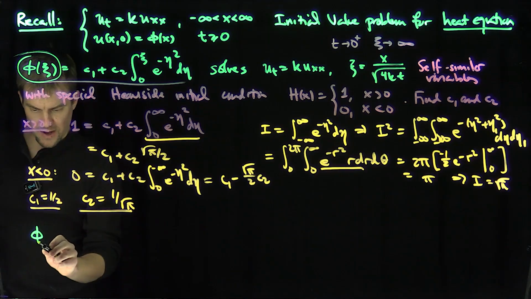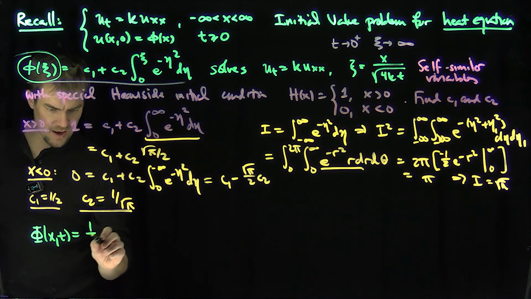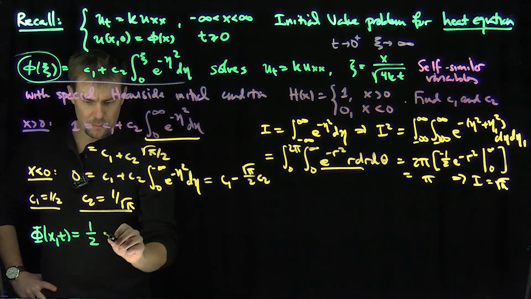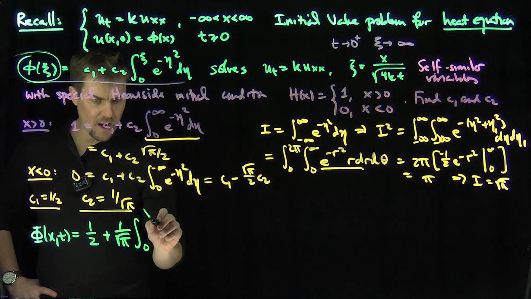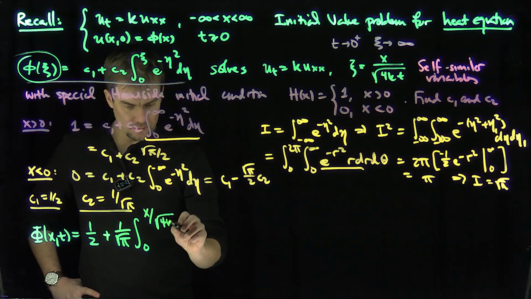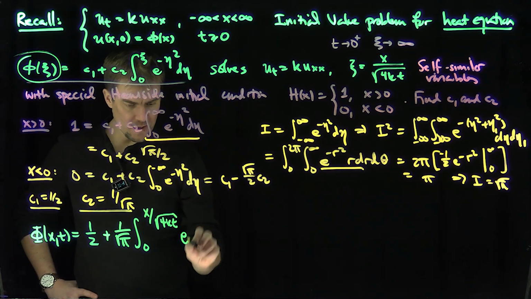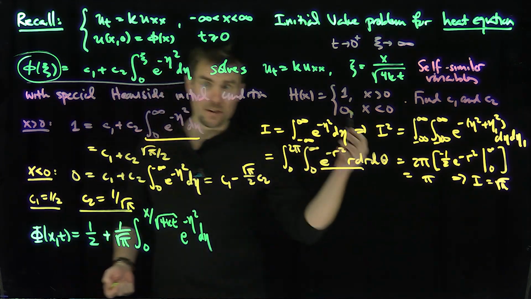and call this function over here phi of x and t, which is 1/2 plus 1 over the square root of pi, the integral from 0 up to x over the square root of 4kt of e to the negative eta squared d eta, right? That's my function phi, and that's a solution to the heat equation with the Heaviside initial data.